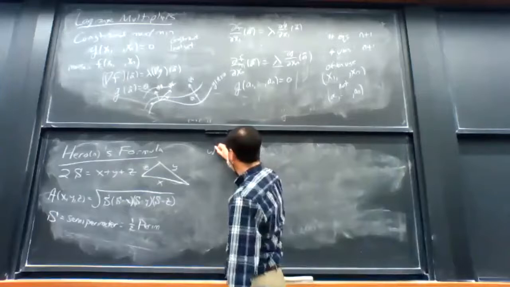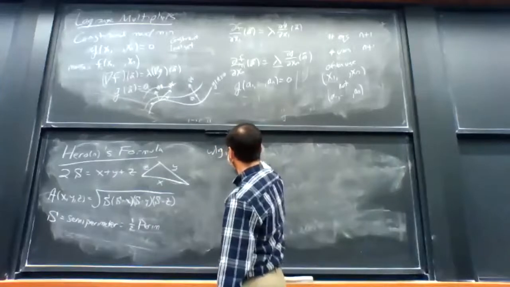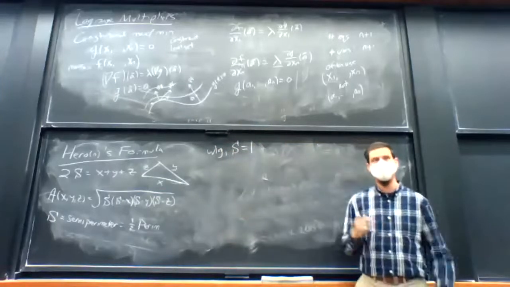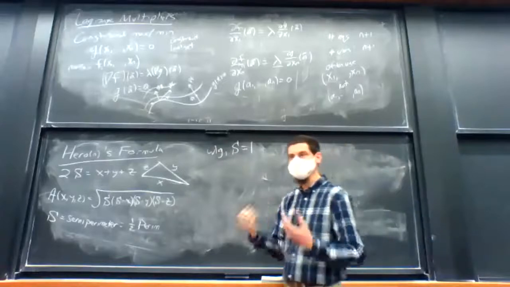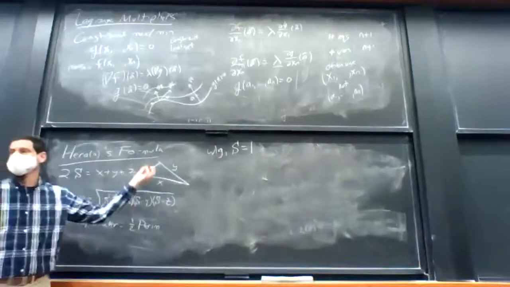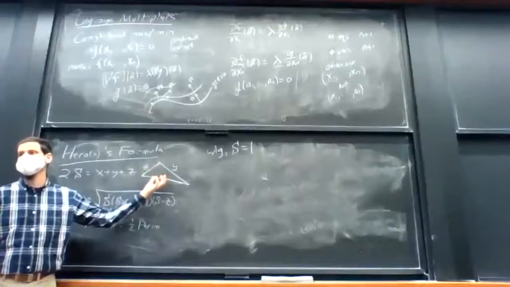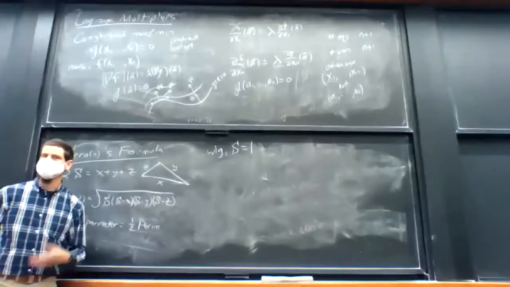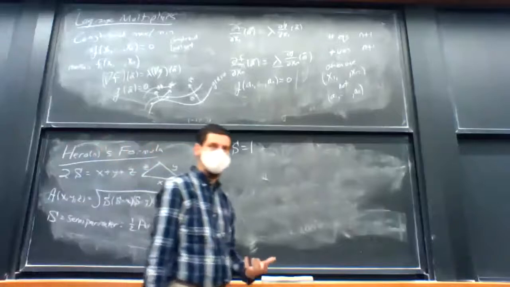So without loss of generality, you might as well assume S equals 1. There's just one less quantity to be floating around. If somebody then gives you, I'm not going to give you 1 meter of fencing, I'm going to give you 40 meters of fencing, well then just multiply everything by 40. And it just makes things a little bit cleaner.